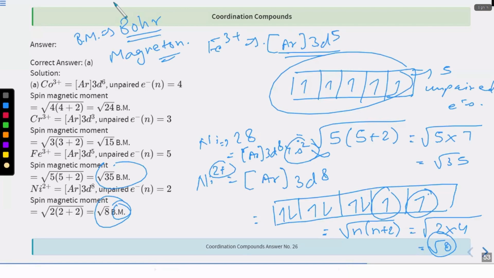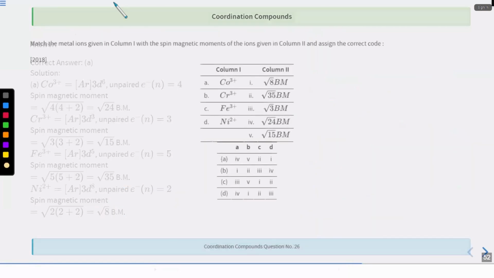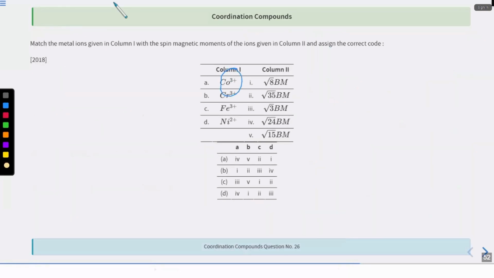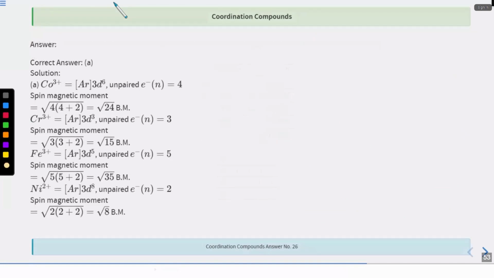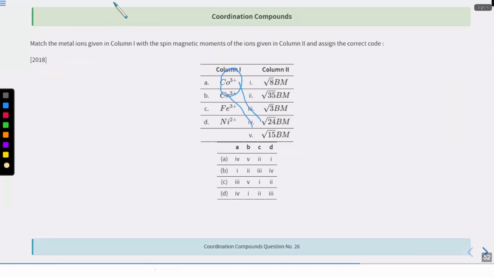So these are the options. For cobalt 3 plus, it is root 24, which is option number 4. And for Cr3 plus, it is root 15, so it is option 5. So option A is the right option. Again, a very simple question.